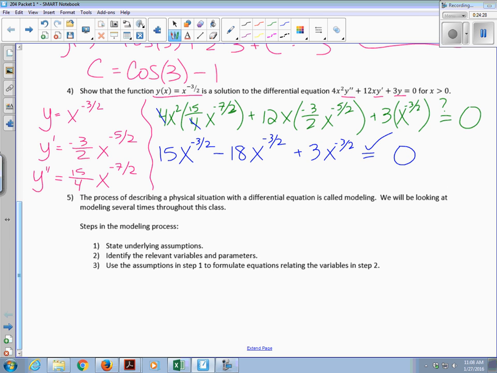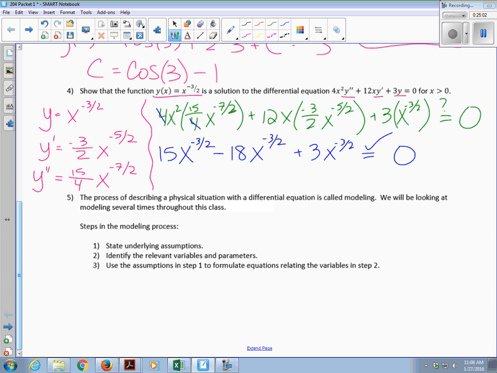Okay, so part of why most of you are taking differential equations is because it's really useful to model real-world stuff. When we're describing a physical situation with a differential equation, we call that modeling. We're going to look at modeling several times throughout this class. And here are the 3 basic steps. You have to think about what your underlying assumptions are, meaning if you're trying to model something in the natural world, there are things that you know about it and that you are assuming.